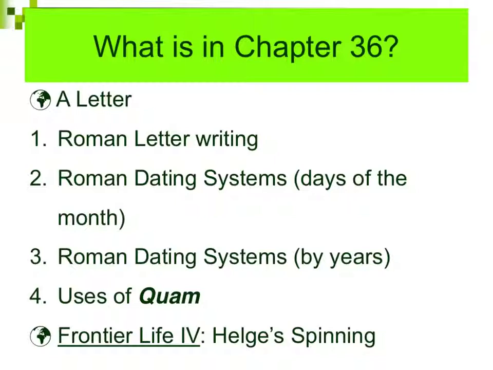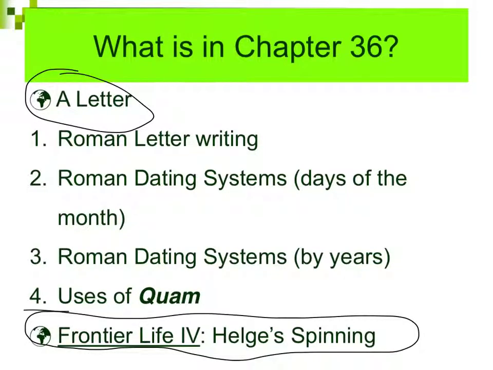We have two cultural readings, a letter in Latin, and then the frontier life, Helga spinning about the German frontier. Now our grammatical concepts: we'll have a quick little note on Roman letter writing, and then the two major ones are Roman systems of dating for the days of the month, and also how they dated the years, and then the use of quam.